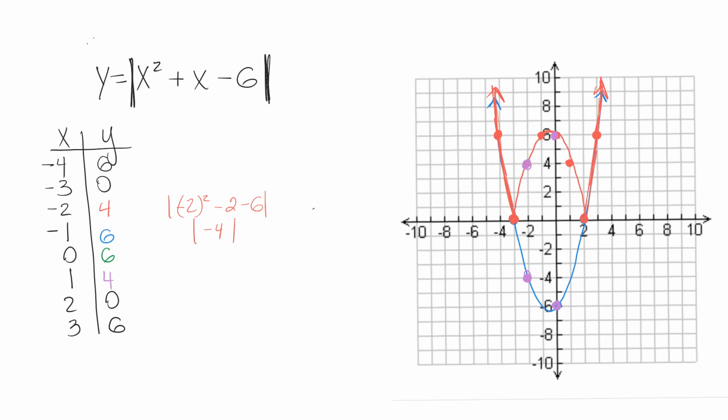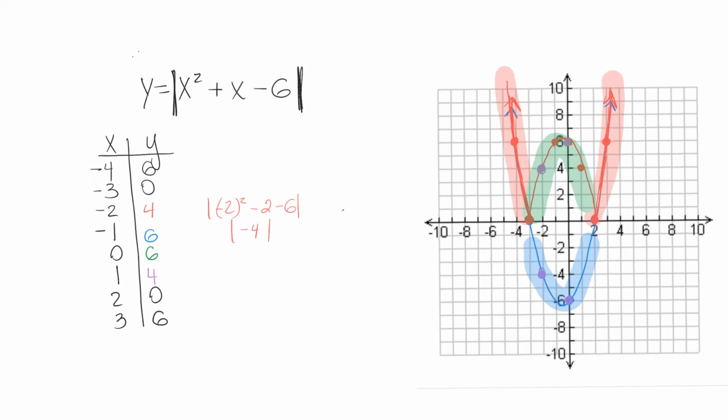So we've got kind of 3 sections of this. We've got these kind of arm pieces on the side where the absolute value is the same as the non-absolute value. And that's happening here. But in the center, we flipped this guy upside down because the absolute value is positive.